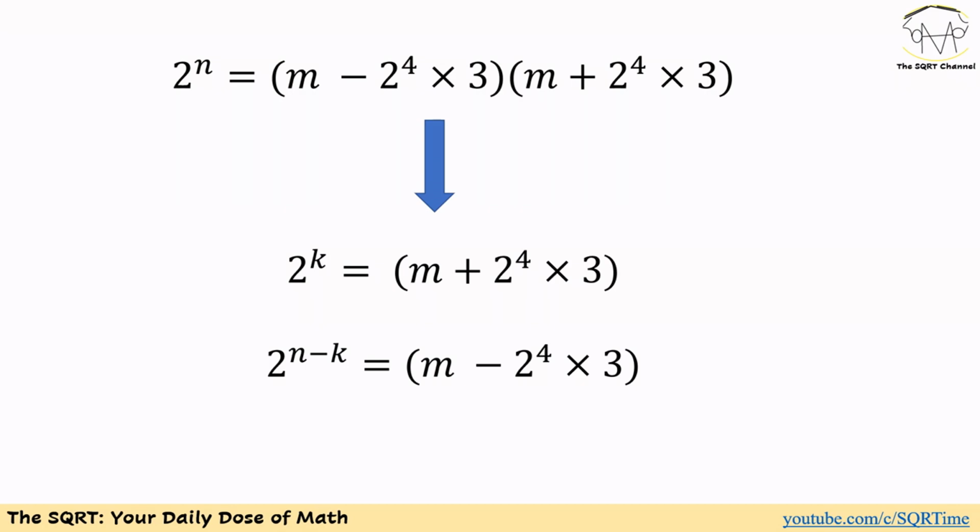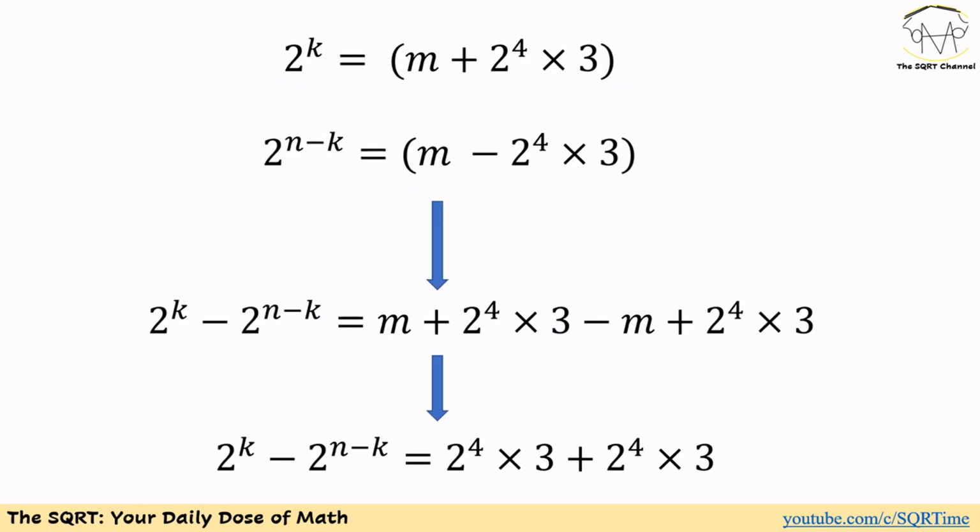With that, we can say 2 to the power of n on the left hand side needs to be divided into two terms, and we are looking to find the two terms that we can have for the first term and the second term. We are going to start with using 2 to the power of k for m plus 2 to the power of 4 times 3, and then 2 to the power of n minus k for m minus 2 to the power of 4 times 3. Obviously, if we multiply both sides, we will get 2 to the power of n for the left hand side.